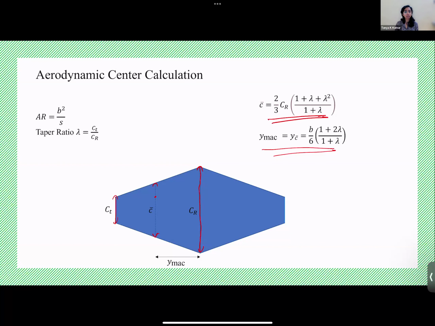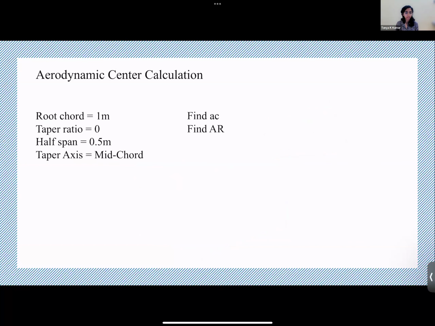But we also need to find out X, right? So we need to find out X, and the reference point is the leading edge. So this is XMAC. Okay, so we'll just do a question and see how to calculate this with actual values. Let's just try doing it. Okay, so this is what is given to you. They've given you root chord. So this is CR.